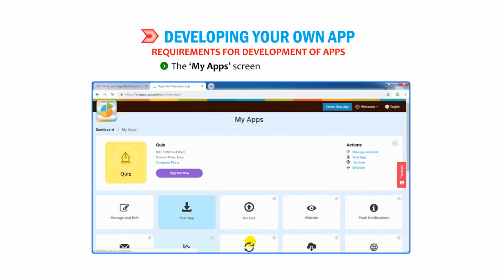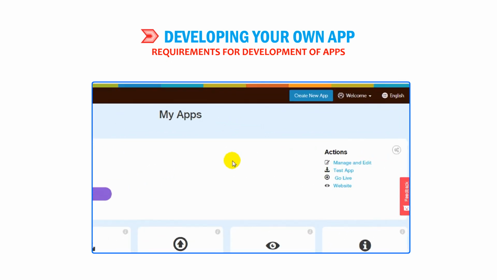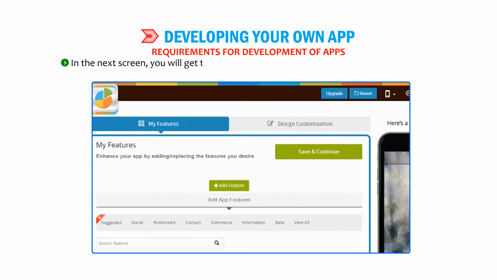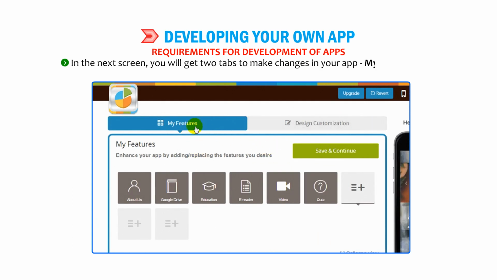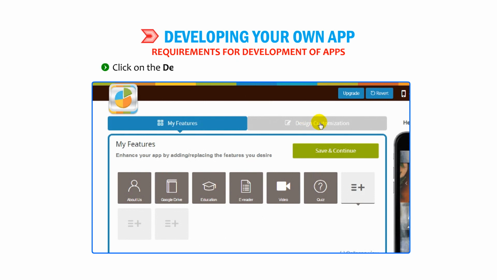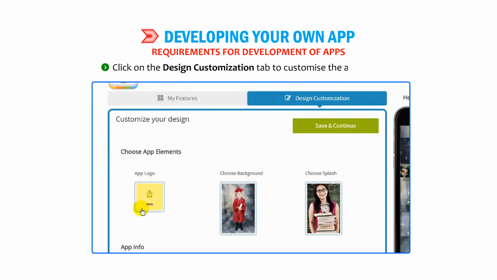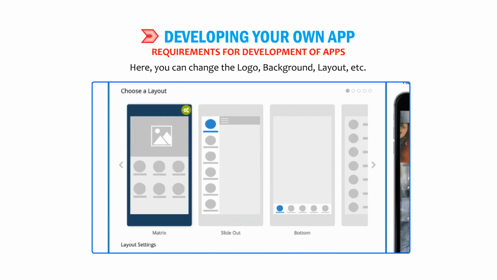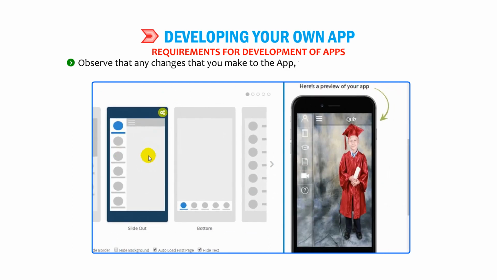The My App screen will be displayed. Now, choose the Manage and Edit option under the Actions tab. In the next screen, you will get two tabs to make changes in your app: My Features and Design Customization. Click on the Design Customization tab to customize the app design. Here, you can change the logo, background, layout, etc. Observe that any changes that you make to the app will be reflected instantly in the app preview window.